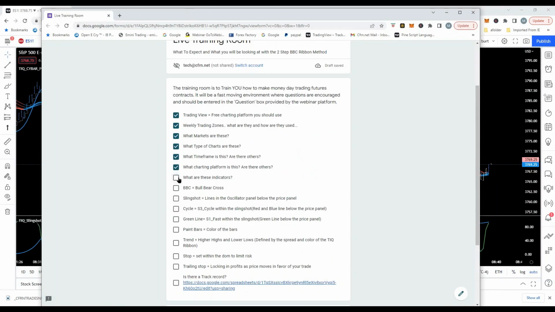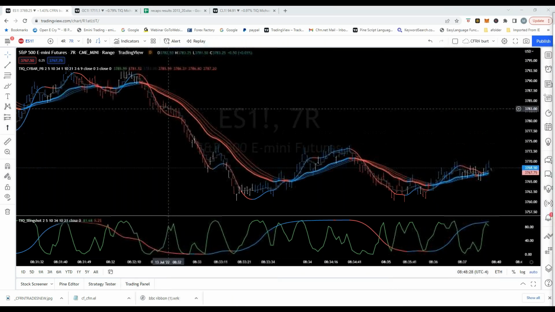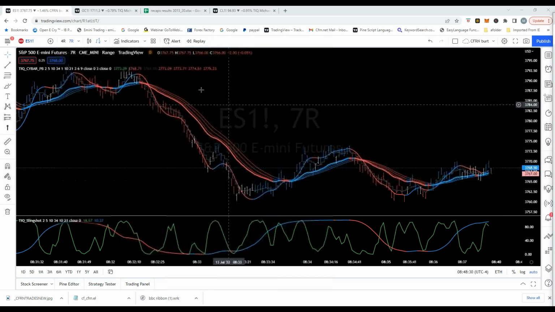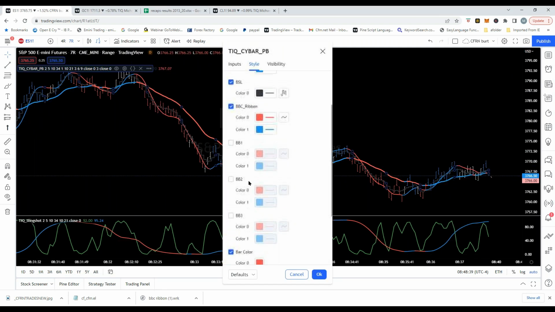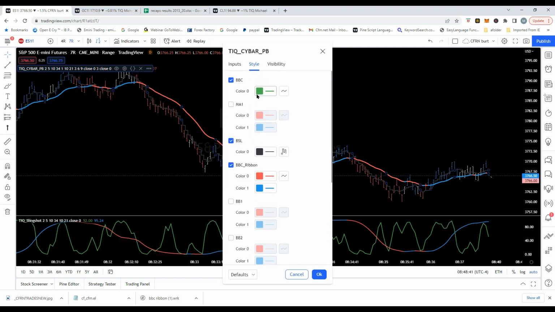Basically right now, one of these indicators is the BBC, the bull bear cross. That is the primary line for the ribbon particularly. The thick line right here is the BBC. If I show you what this looks like just all by itself, there, and I'll shut that off too, the MA one.